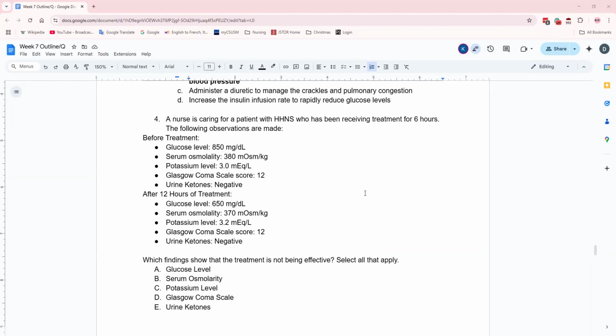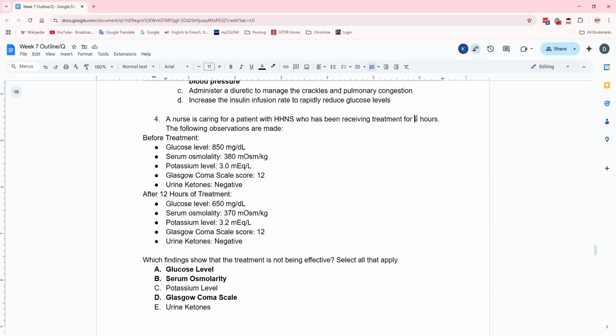Okay, so for this one, I'll give the answer first. For the most part, most people got the majority of it right. I would say this one's A, B, and D. B is a little subjective. The reason I have A as an answer is that after 12 hours of treatment, the glucose has decreased such a tiny amount that it's negligible. If we get the calculator out, it's decreased by about 17 in 12 hours.